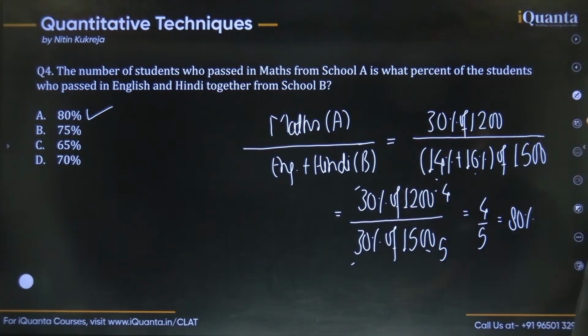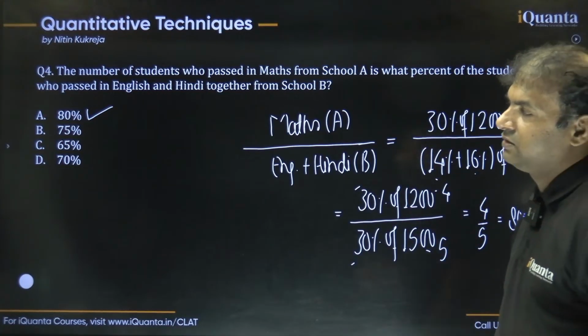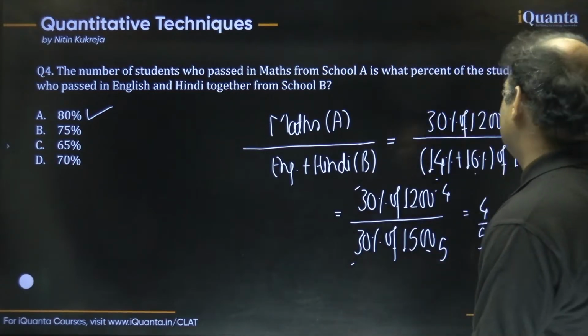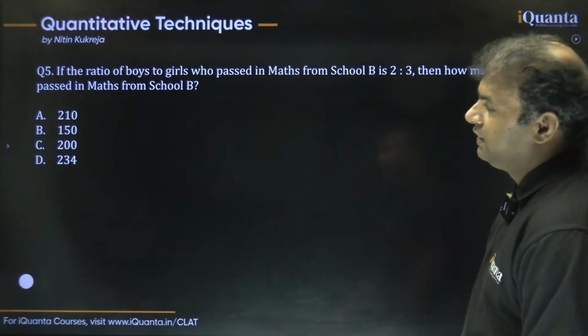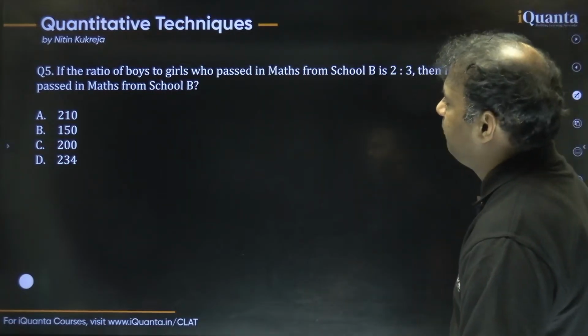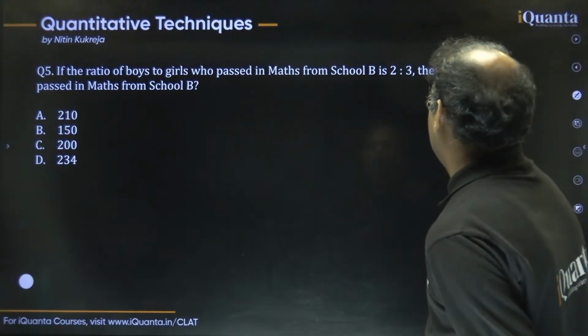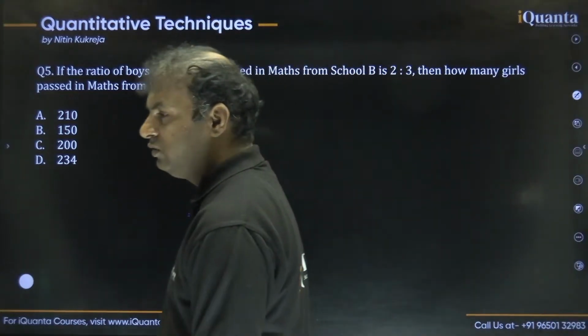All right. This is something, if you do, trust me, you will save a lot of time in solving DI sets in the exam. All right. Okay. Last question of this set. It says, what if the ratio of boys to girls who pass in maths from school B is 2:3? Then how many girls pass in maths from school B?